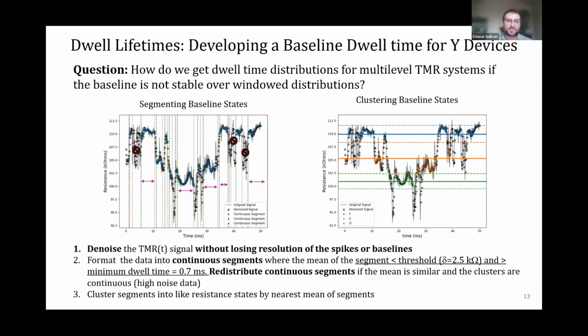Now, the title of the talk was understanding the lifetime distributions of these systems. So the question is, how do we build a baseline, a dwell time distribution of a transitionally moving baseline? And so basically, we have to denoise a time signal without losing resolution of the tunnel magnetoresistance, and we can couple these to some threshold and some minimum dwell time, and we can really build these clusters or segments, and then we can cluster them by their means, and by clustering by their means we can fairly easily build up dwell time distributions for each of these metastable baselines.